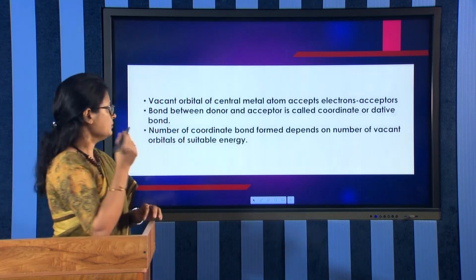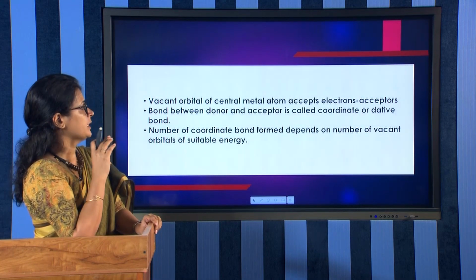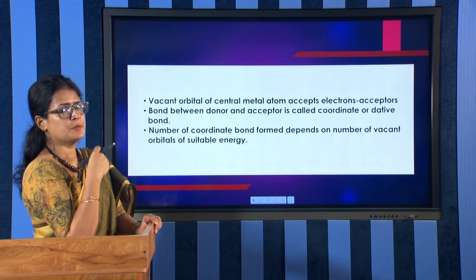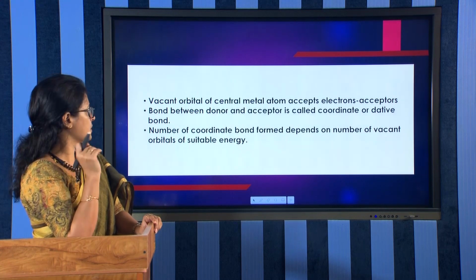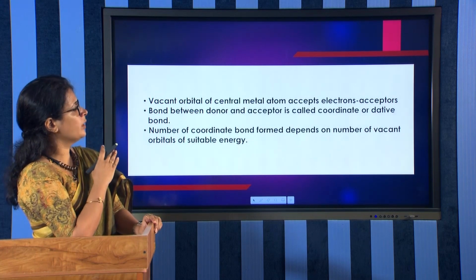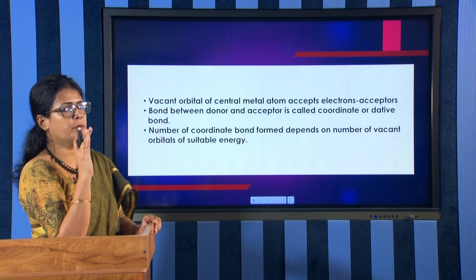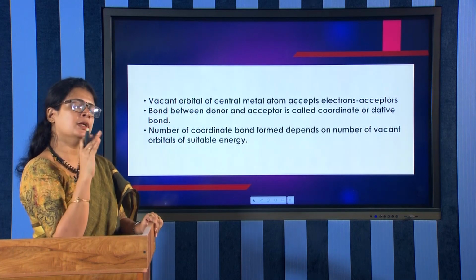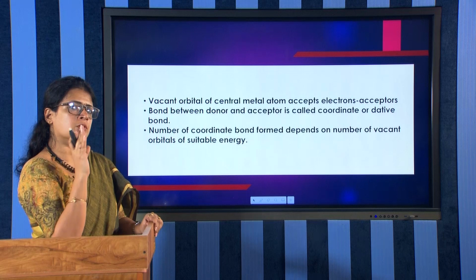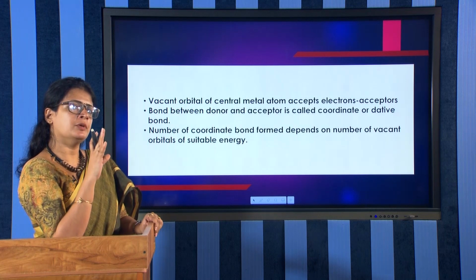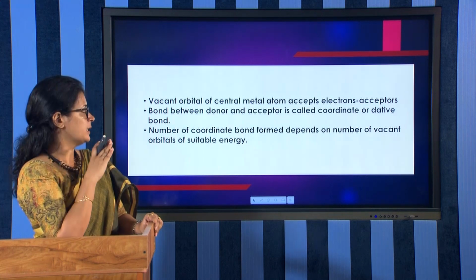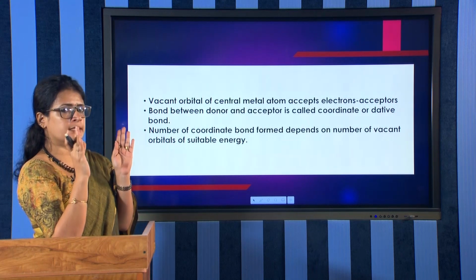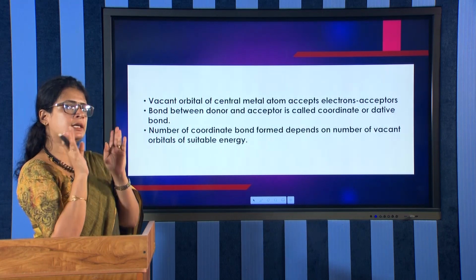And now, this vacant orbital of the central metal atom, when it accepts the electrons, is termed an acceptor. The bond between a donor and an acceptor is the bond we are explaining between the central metal atom and the ligand. So, the bond formation between metal and ligands is what Sidgwick is considering here.